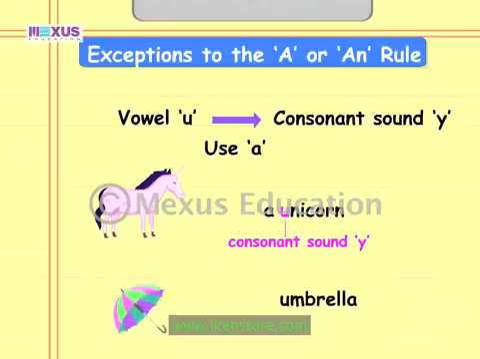However, in the case of the word umbrella, it begins with the vowel U, and the vowel sound is uh, umbrella. So we use the word an before such words.